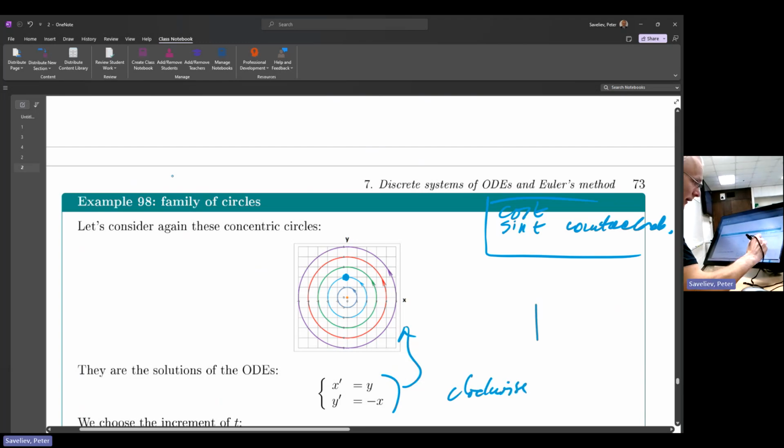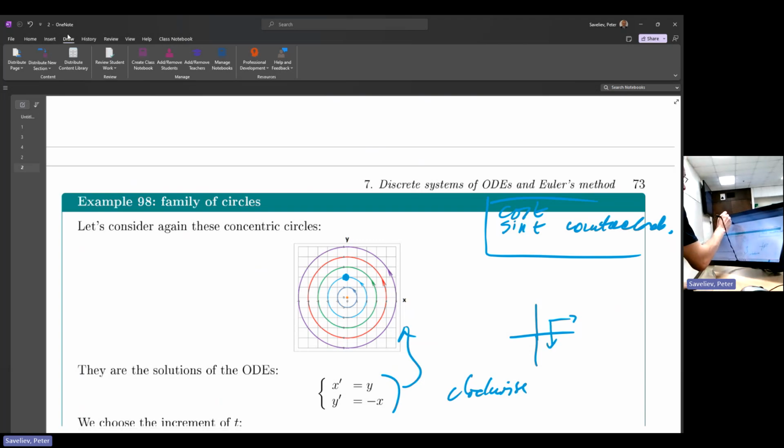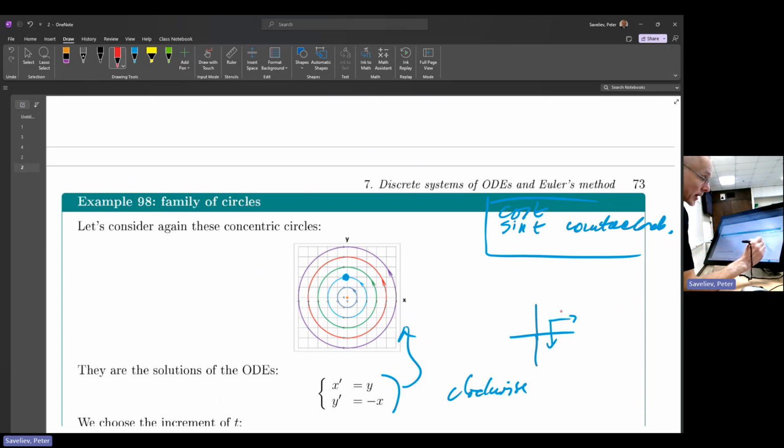For example, if I am in the first quadrant, x and y are positive, so x prime is positive, but y prime is negative. Y prime is negative, which means that this is which way we're going, and then our actual direction is this. So in the first quadrant, we're moving this way, and that's the opposite. So we're actually moving clockwise if this is the differential equation.